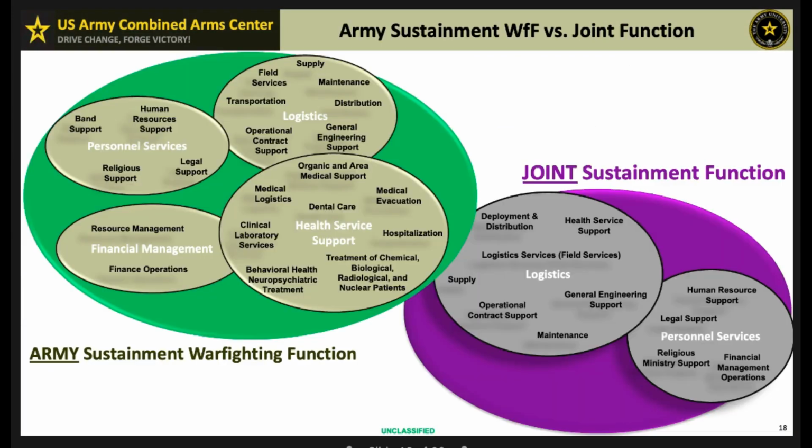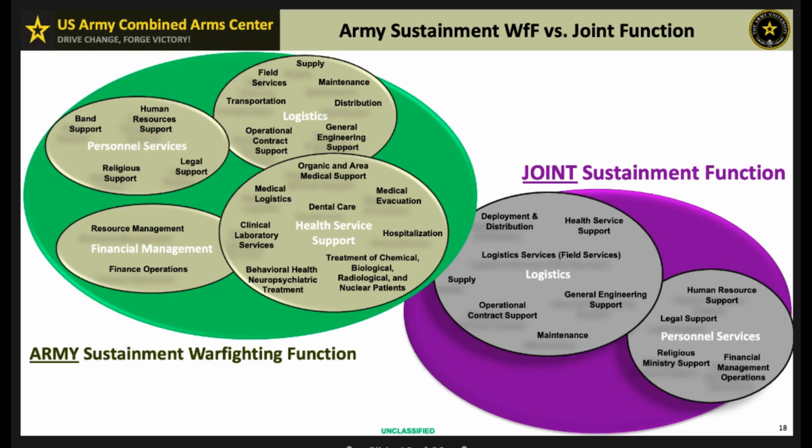This slide compares the Army Sustainment Warfighting Function with the Joint Sustainment Function in military logistics and support. So, the Army Sustainment Warfighting Function, as depicted in the big green oval, depicts various logistical and support categories within the Army, including resource management, financial management, legal support, stuff we've already talked about. And in the big purple circle, or oval, this is the Joint Sustainment Function.